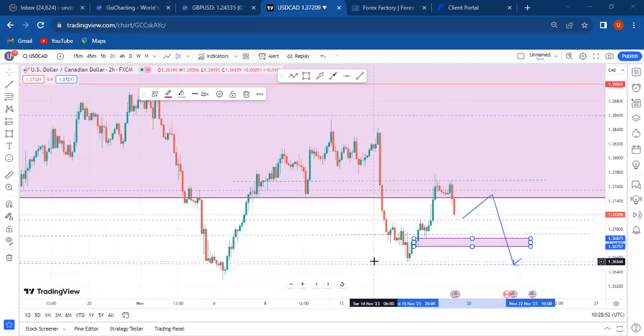So now, what are we looking for here? We are looking for price to form a retracement before we enter. Because we cannot say we want to enter now. It's not possible.